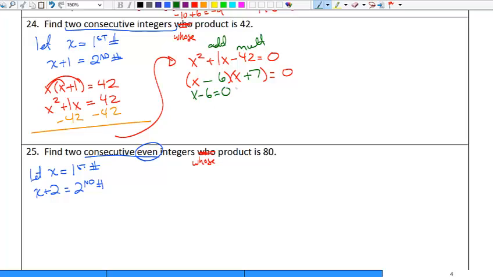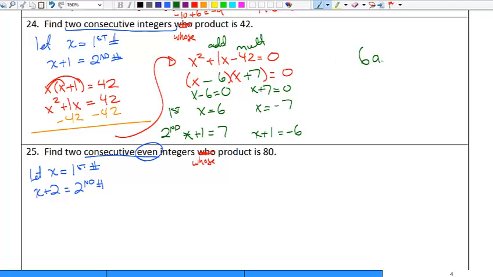I set each of these factors equal to 0. So I'm getting x is equal to 6 and x is equal to negative 7. As a reminder, this is the first number. To get to the next number, you're just going to add 1. So if I take 6 and add 1, that gets me 7. If I take negative 7 and add 1, that gets me negative 6.